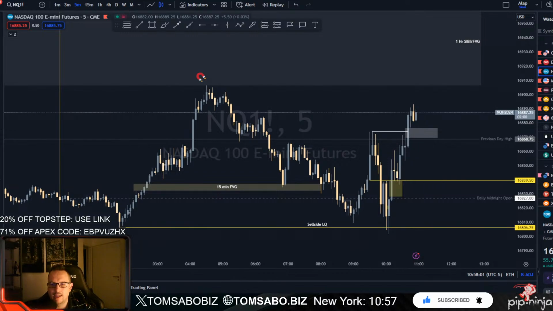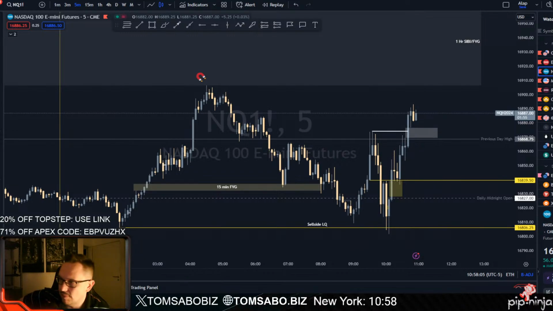The 15-minute candle is going to close in 3 minutes, so if we get a retracement down there, that would be great. I have a limit there, as I said.